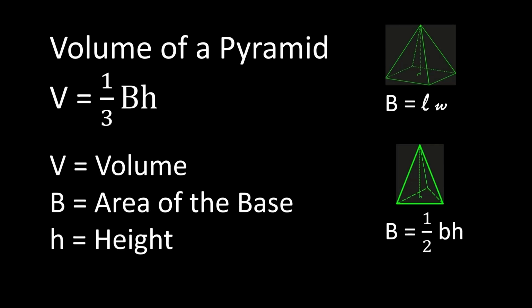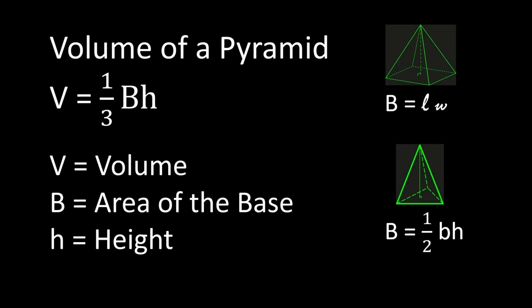In this video, we're going to learn how to find the volume of pyramids. To find the volume of a pyramid, we're going to use the formula V equals 1/3 capital B H, or volume equals 1/3 times the area of the base of the pyramid times the height of the pyramid.